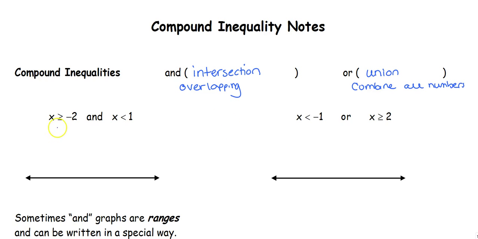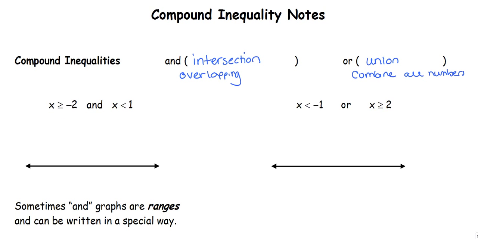Our first one, we've got x is greater than or equal to negative 2. So we're going to have two simple inequalities and we're going to combine them together. We have negative 2 and we have a positive 1. So I have my 0, we've got negative 2 over here, we've got a positive 1 over there. Our first inequality, greater than or equal to, indicates a closed circle going to the right.